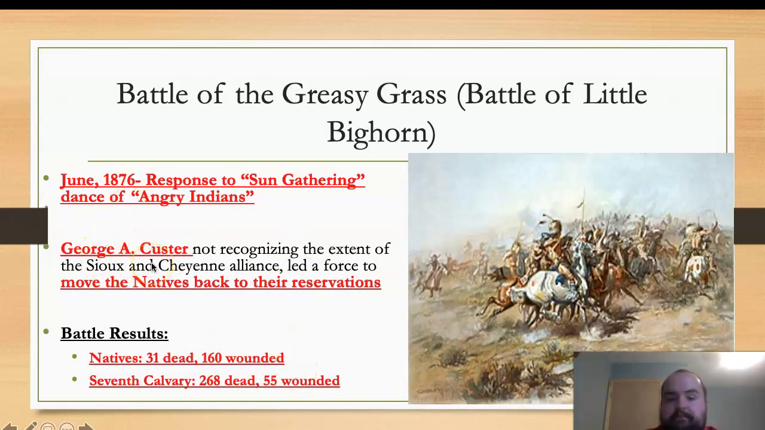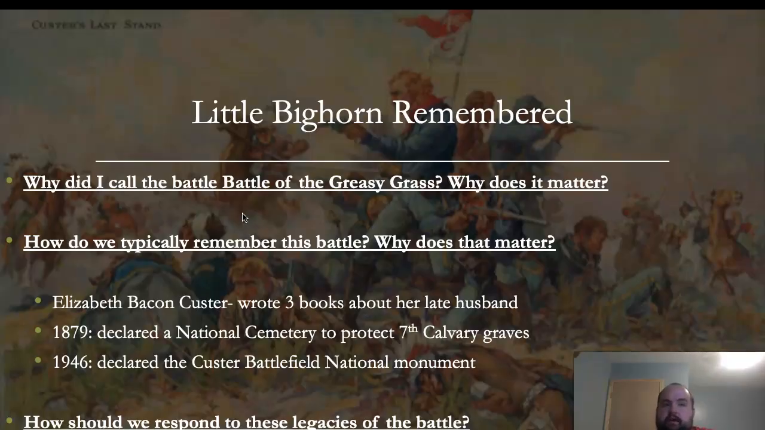Custer himself. Now, I won't spend a ton of time going into the details of the battle because we don't really have time, unfortunately. But one thing I want to do is talk a little bit about the impact and how we've remembered Little Bighorn. Now, does anyone actually know why I called it the Battle of the Greasy Grass? Why does it, well, let's start there. I'm moving ahead of myself.